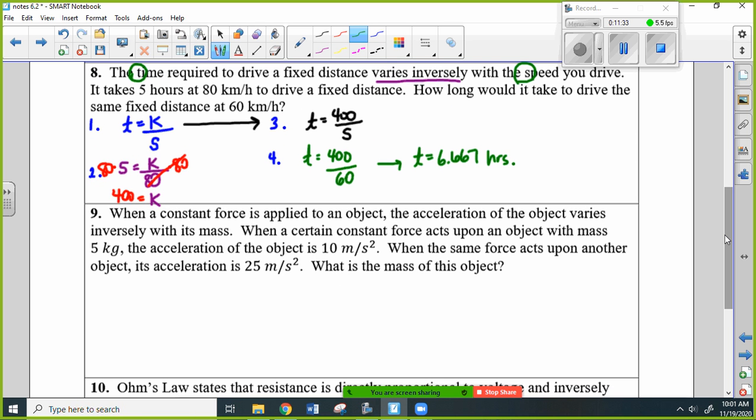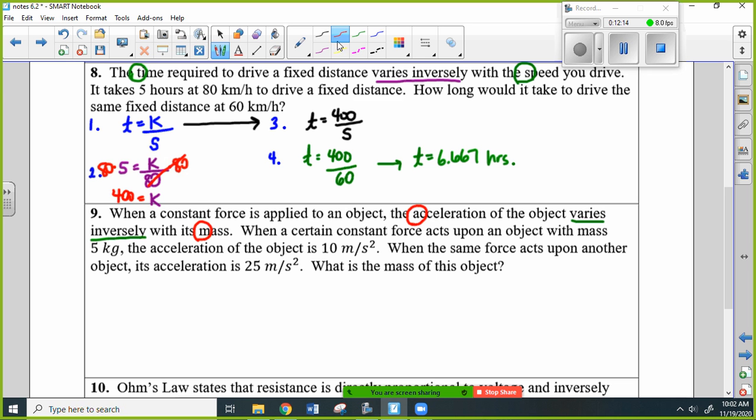All right, next problem. When a constant force is applied to an object, the acceleration of the object varies inversely with its mass. And that's the whole sentence. So we have an inverse variation. And let's see. Sometimes you can leave out those prepositional phrases. I know I'm not an English teacher, but the whole when a constant force is applied, you don't need that because we're more worried about what varies inversely with what. So we have acceleration of the object varies inversely with the mass.